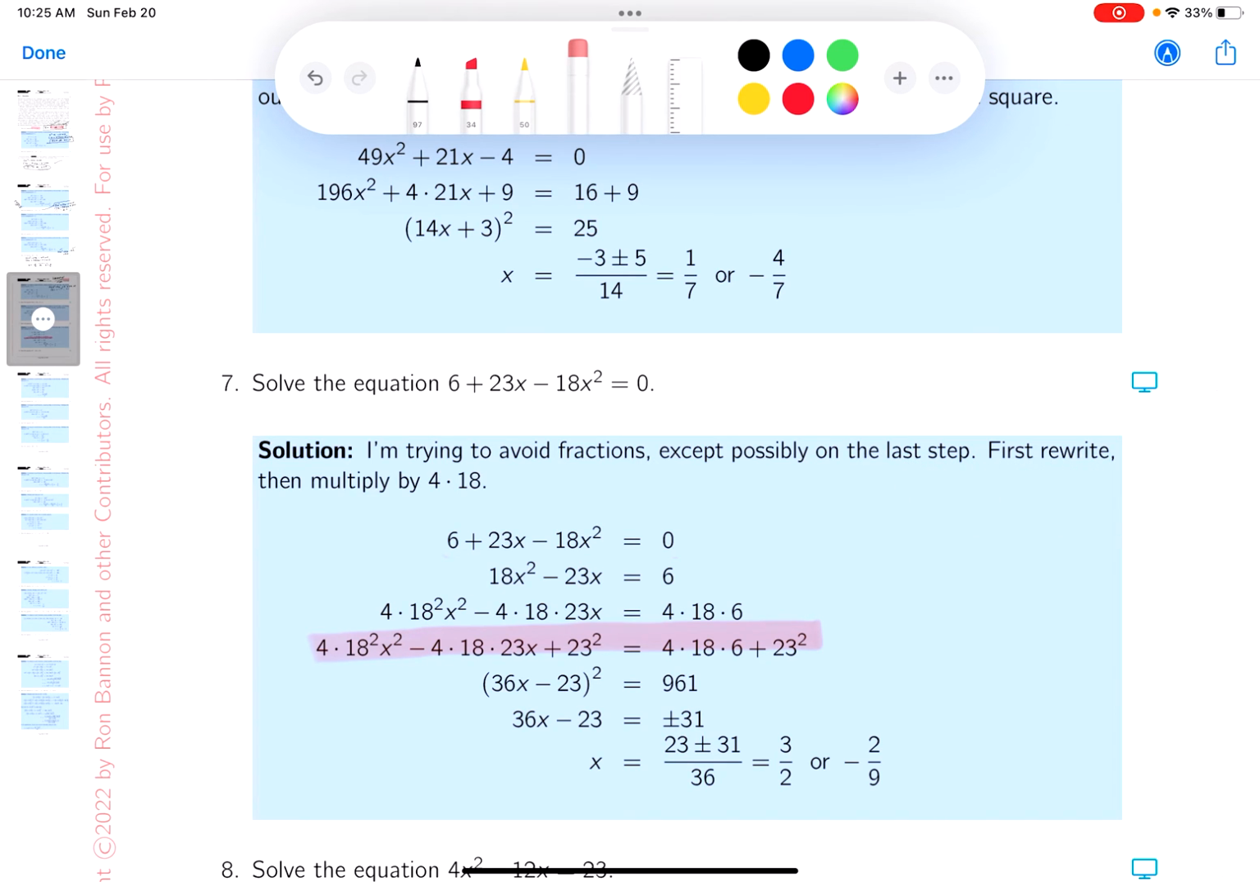The left side is a perfect square. And let's write this down now. So the left side, again, remember it's 2 times 18, which is 36x, and then it's going to be minus 23 quantity squared. All right? Now here comes the problem I have, which is the arithmetic. I have to do that, and so I'm going to do one thing at a time.